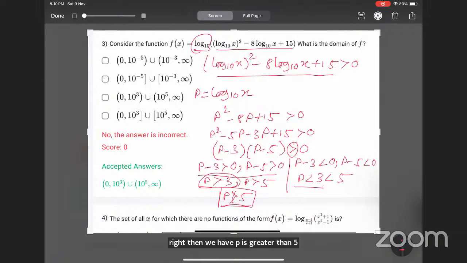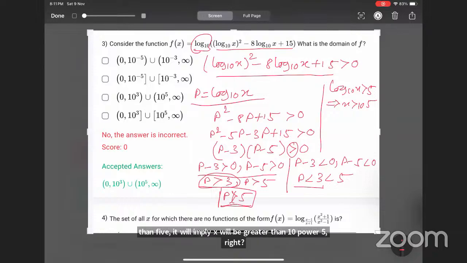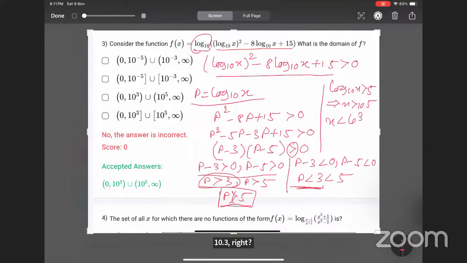So our p is log 10x, right? So log 10x will be greater than 5. It will imply x will be greater than 10 power 5, right? And from this equation we will get x will be less than 10 power 3, right? So what will be the interval then? This portion, right?